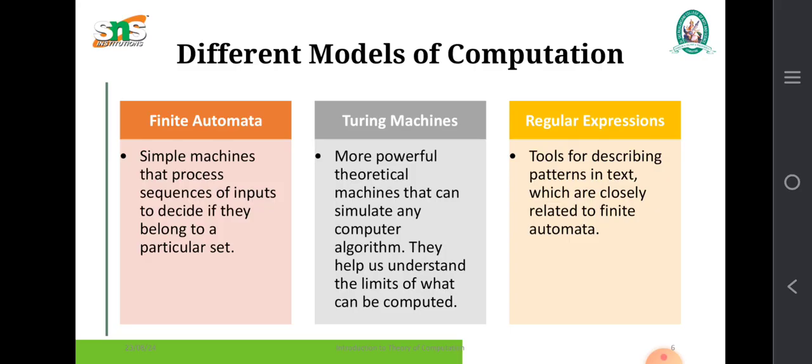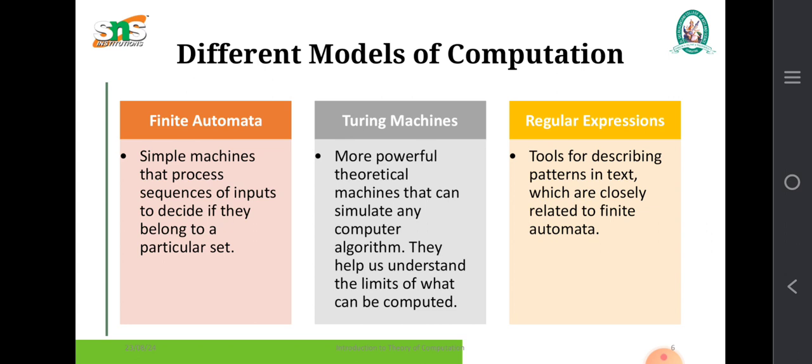Then, different models of computation. We have three different models: one is finite automata, the other one is Turing machines, and finally regular expressions. What is this finite automata? It is a simple machine that processes a sequence of inputs to decide if they belong to a particular set or not. And then next is Turing machines.